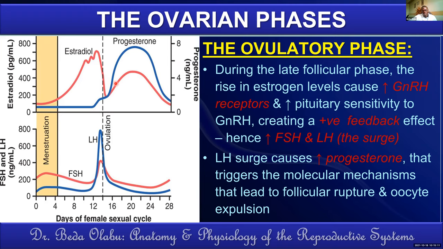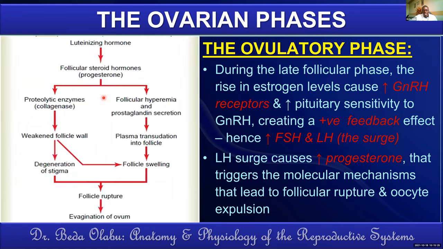The increased production of progesterone hormone leads to triggering some molecular mechanisms that lead to extrusion of the egg from the ovary. I don't wish to go into the molecular mechanisms, but in a nutshell, it will involve some enzyme production that breaks down collagen, also some accumulation of prostaglandins, and even fluid accumulation within the antrum that will lead to swelling of the antrum. Eventually, we'll have rupture. And so the oocyte will be extruded from the ovary in that process called ovulation.